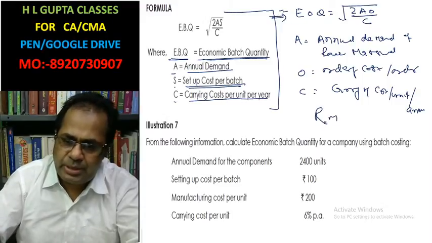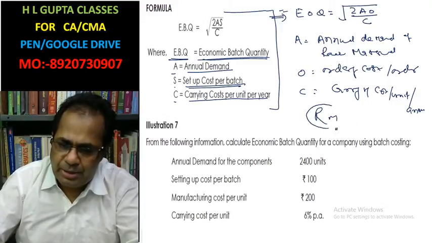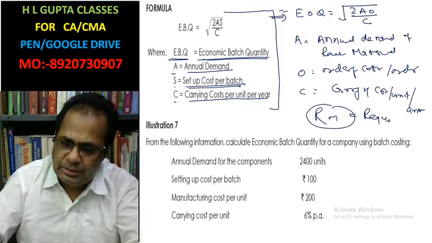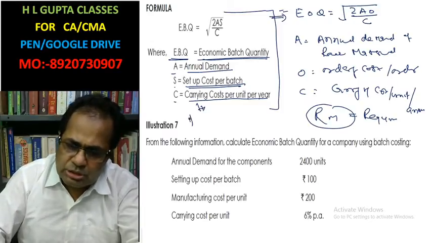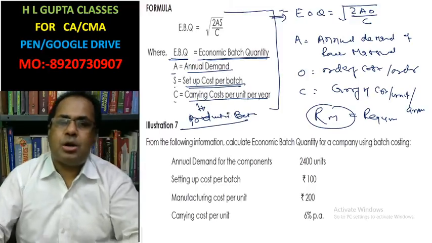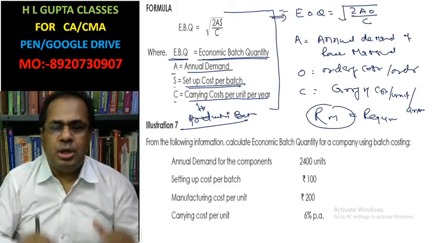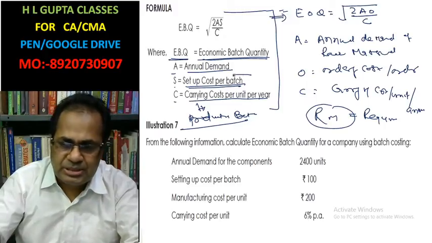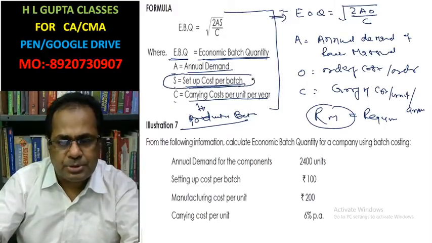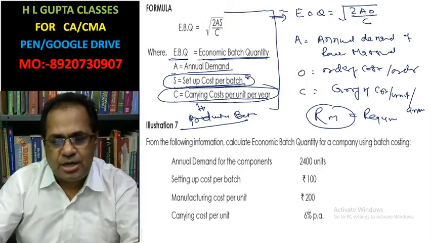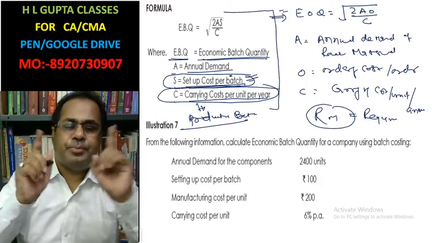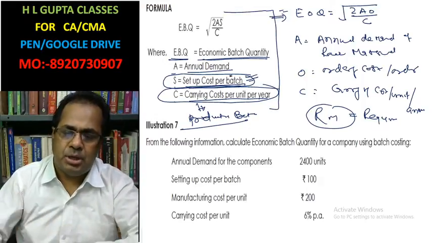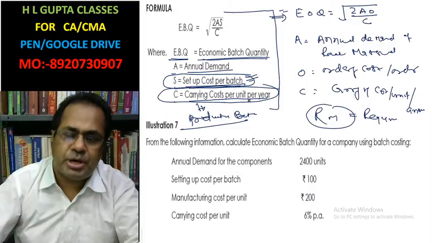So this is the only difference: economic order quantity is for raw material requirement, while this is for production of the product. In what lot size should you produce the product so that it is economic in the setup of the machine as well as the carrying cost per unit per year. Setup cost is always calculated per batch, per setup, and this is the carrying cost per unit per annum.